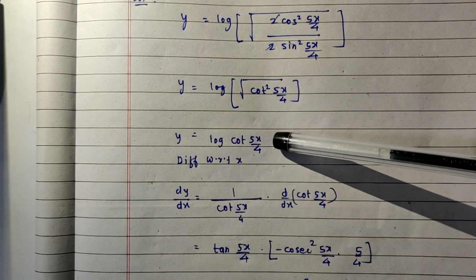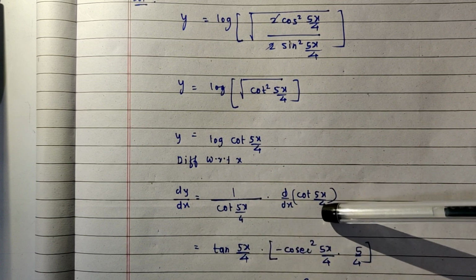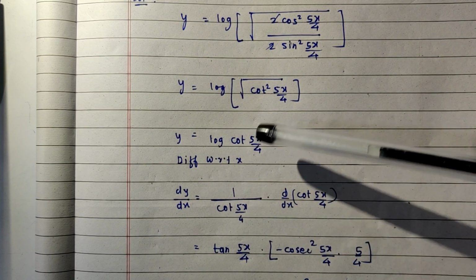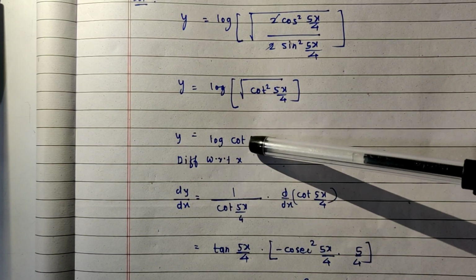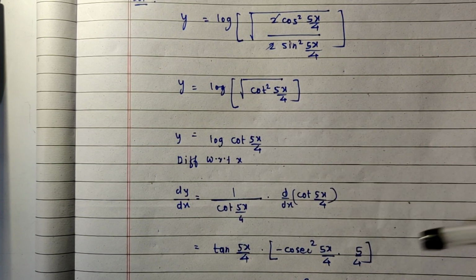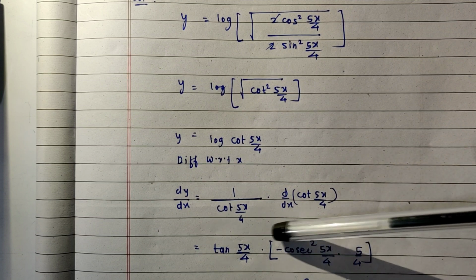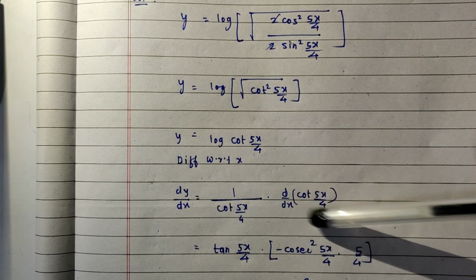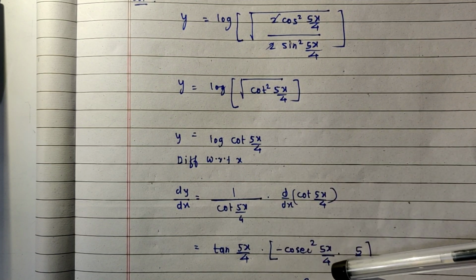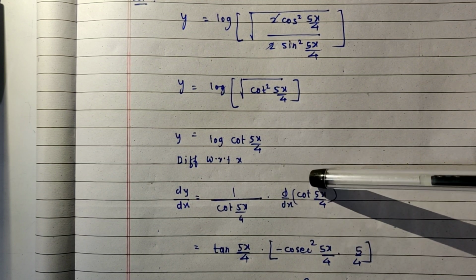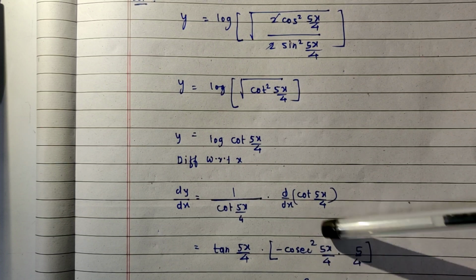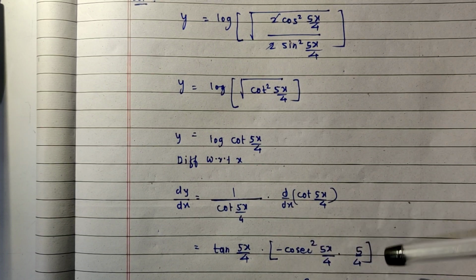It is of the form log f(x), so the derivative is 1 by f(x) into f dash of x. 1 by f(x) means 1 upon cot 5x upon 4, and f dash of x means derivative of cot 5x upon 4, which is minus cosec square. See, this is cot f(x), minus cosec square f(x), and then f dash of x means derivative of 5x upon 4. So derivative of 5x upon 4 is 5 by 4.